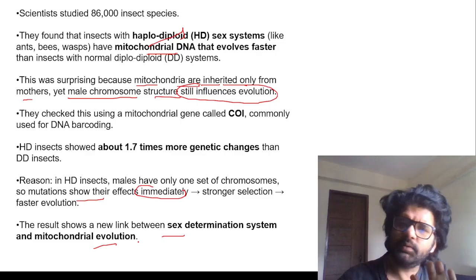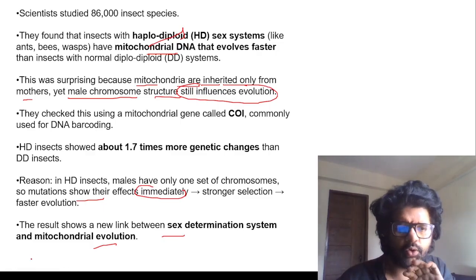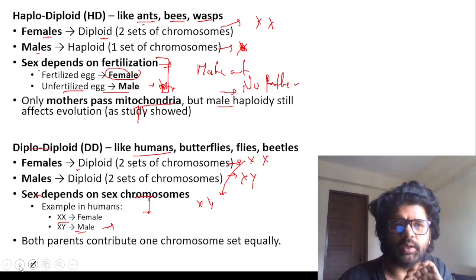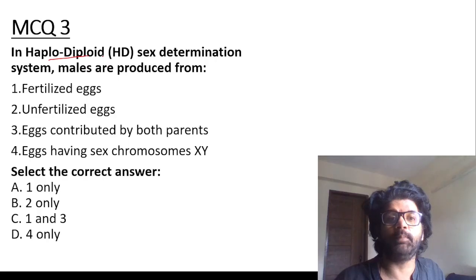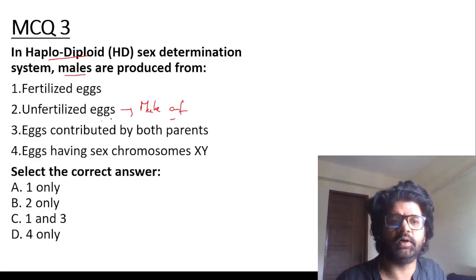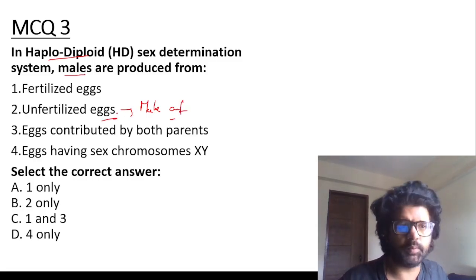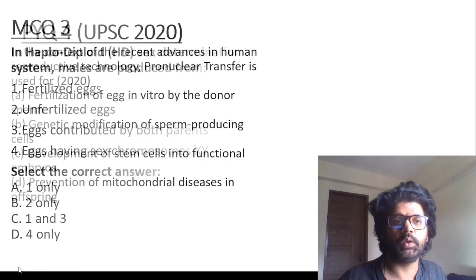Again, that is it. Let's solve some questions so that you can understand what this article is talking about. We don't have to do a PhD here, but we have to understand certain things. In haplodiploid systems, males are produced from unfertilized eggs. I've told you, male ants, male bees, they don't have any father, unfertilized. If it is fertilized, then it will be a female. Second, this is a tricky article, guys. You have to revise it multiple times.